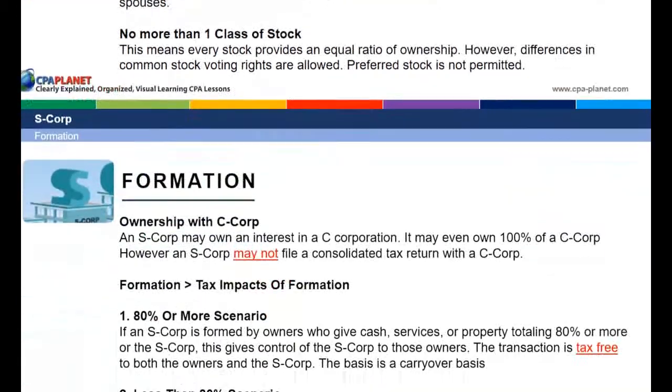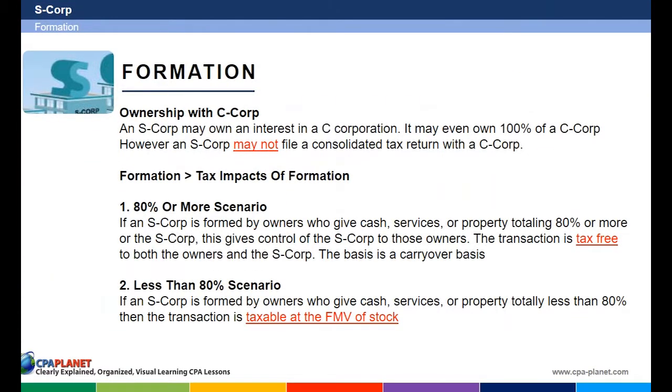As I said, an S-corp may own an interest in a C-corp, may even own 100% of a C-corp, but an S-corp may not file a consolidated tax return with a C-corp.